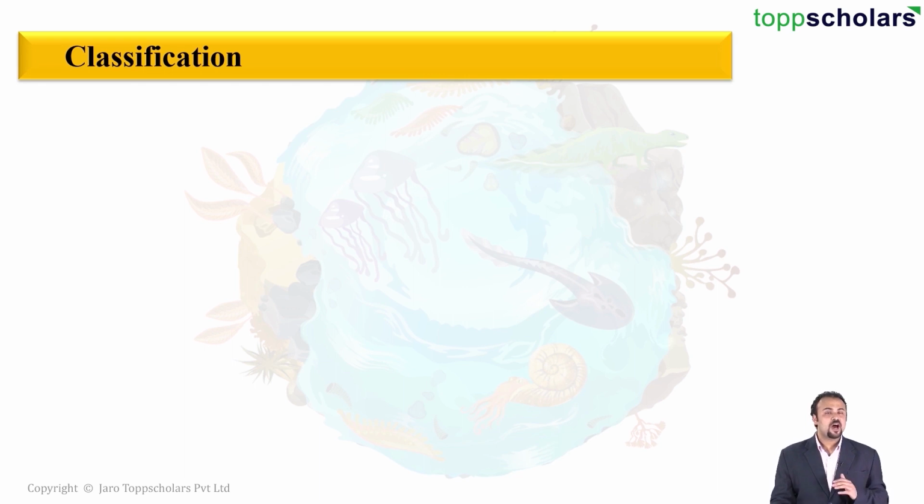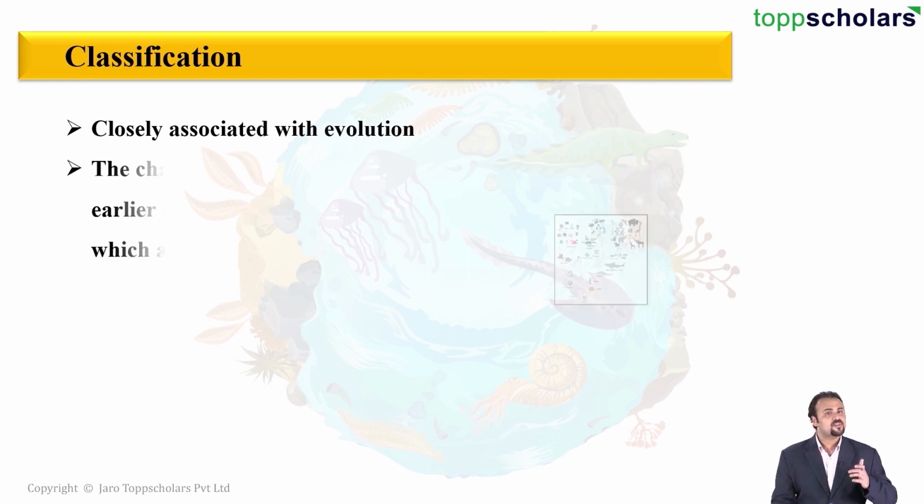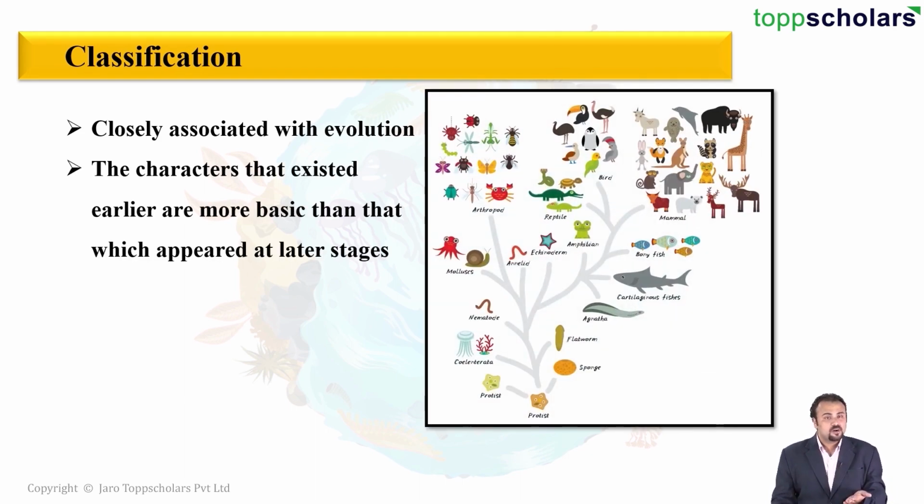Yes students, now when this segregation was occurring, one thing which was very important was the evolutionary history, because it is closely related to evolution, and classification always takes into account the phylogenetic relationship of different organisms. Having said that students, it was observed that the lower organisms which existed much earlier, the characters were very basic as compared to the characters which appeared in the later stages.